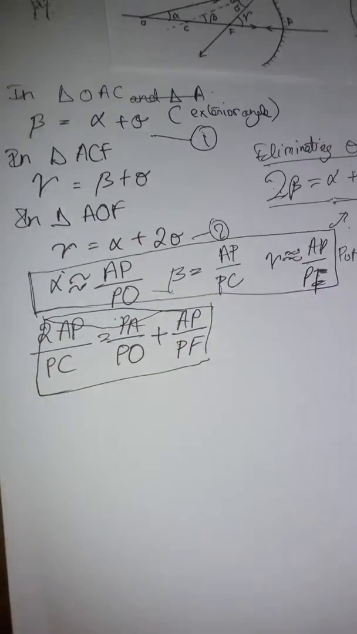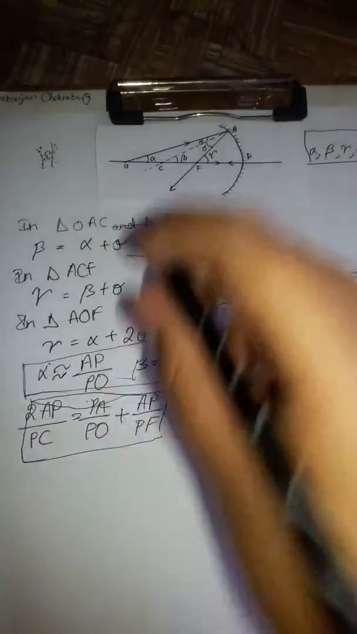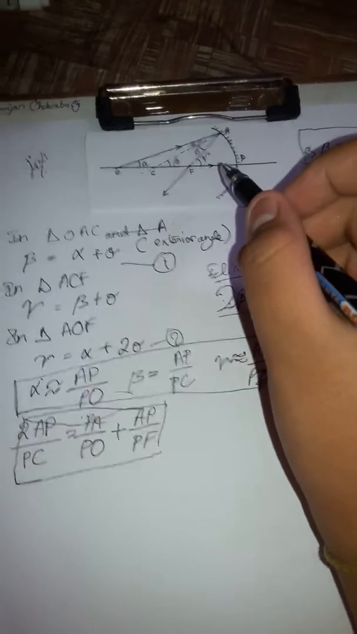I'm very sorry about that. And this is what we have got. I guess you are able to understand how we get this. This is a very important thing. Okay, you have to understand.